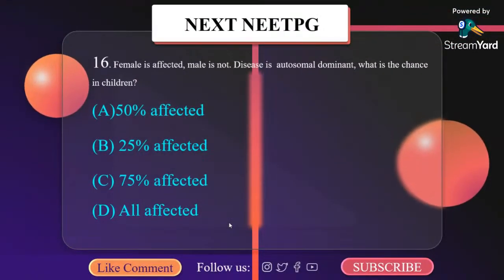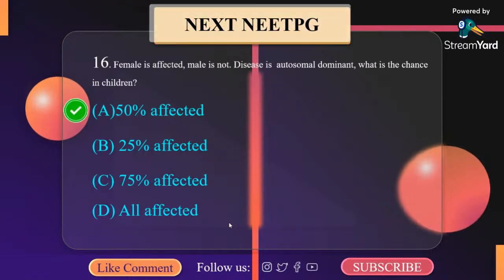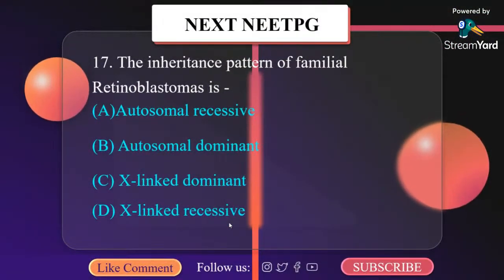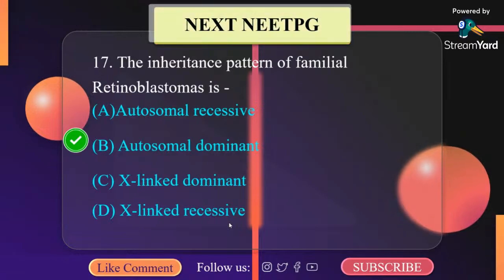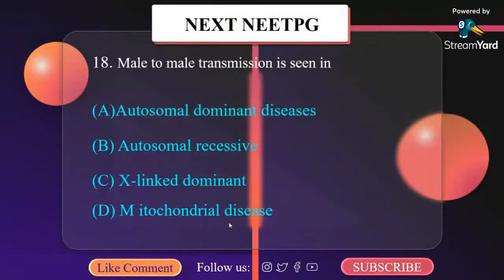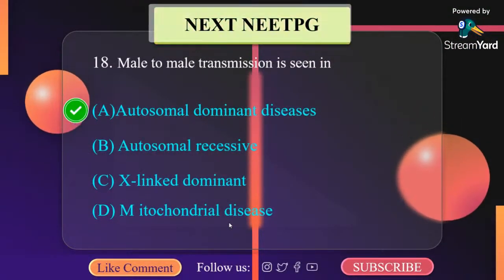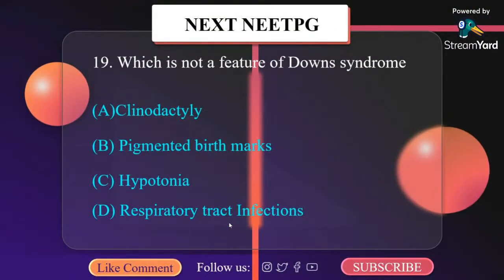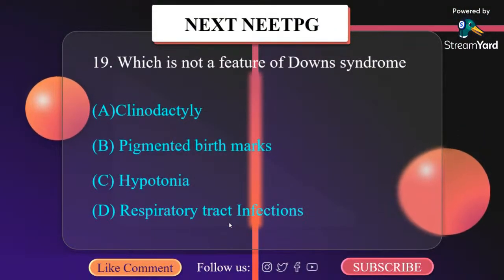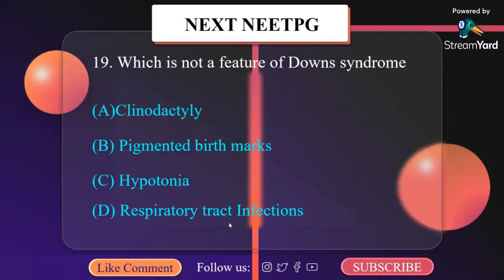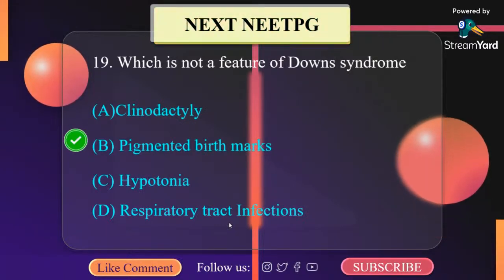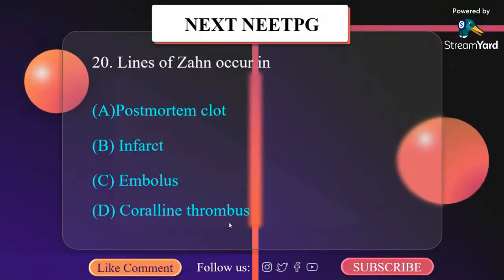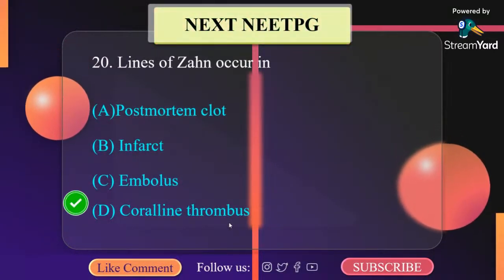Female is affected, male is not. Disease is autosomal. What is the chance in children? It is 50% affected. The inheritance pattern of familial retinoblastoma is autosomal dominant. Male to male transmission is seen in autosomal dominant disease. Which is a feature of Down syndrome? A. Clinodactyly, B. Pigmented birthmarks, C. Hypotonia, D. Respiratory tract infection. It is pigmented birthmarks. Lines of Zahn occur in coralline thrombus.